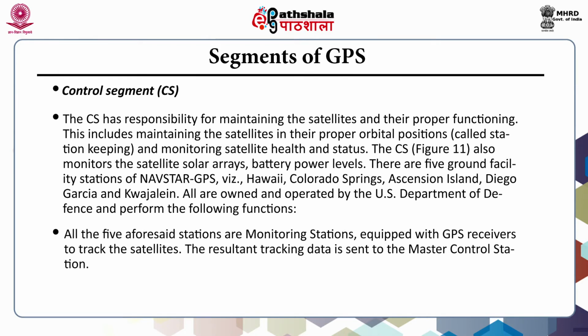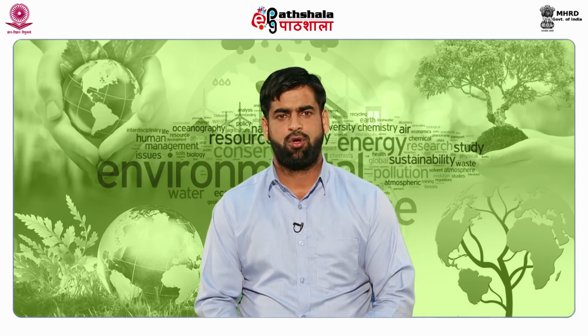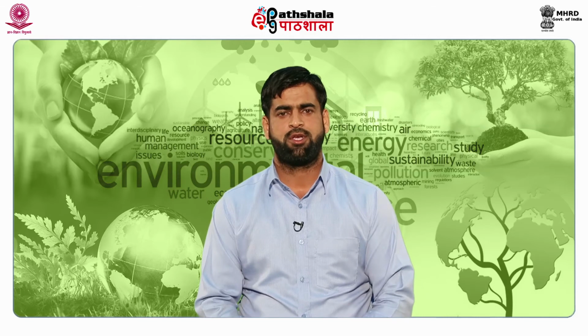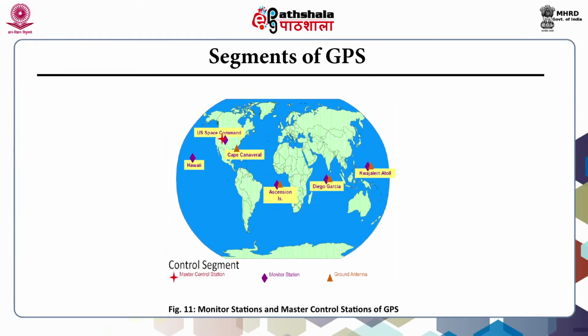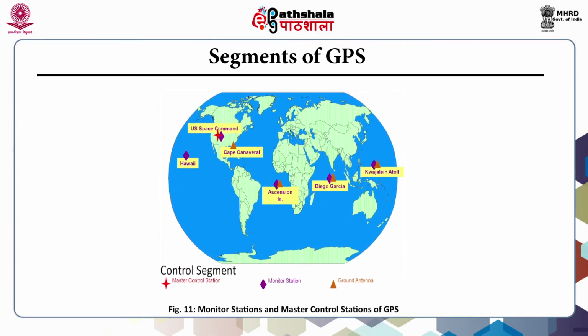All the 5 aforesaid stations are monitoring stations equipped with GPS receivers to track the satellites. The resultant tracking data is sent to the master control station. Colorado Springs is the master control station, MCS, where the tracking data are processed in order to compute the satellite ephemerides and satellite clock corrections. It is also the station that initiates all operations of the space segment, such as spacecraft maneuvering, signal encryption, satellite clock keeping, etc. In slide 42, the figure shows different monitor and master control stations worldwide.